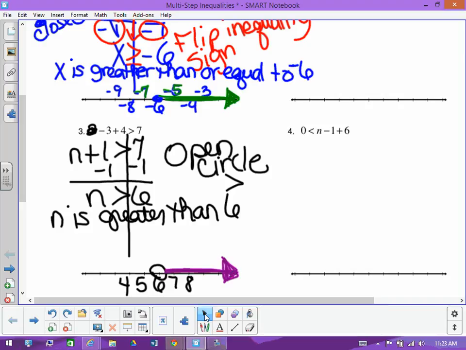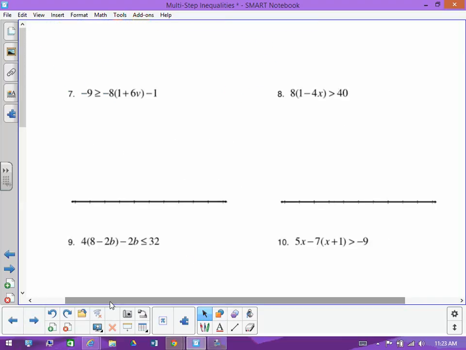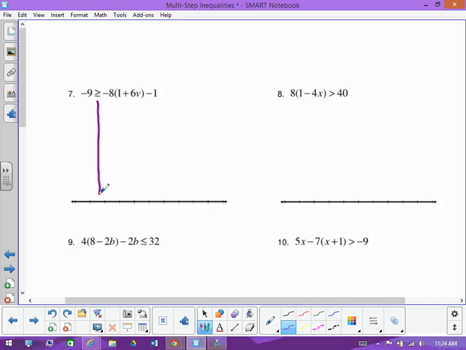So let me have a question on those two. Okay. Let's look at the next page, starting with number 7. I think this is the one that was causing the issue earlier.